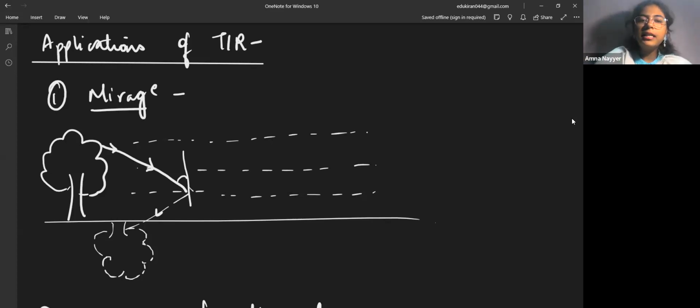All right. Now, the first application of TIR is mirage, formation of mirage. Mirage is basically an optical illusion. This is not an actual phenomenon which is occurring. It's an optical illusion.